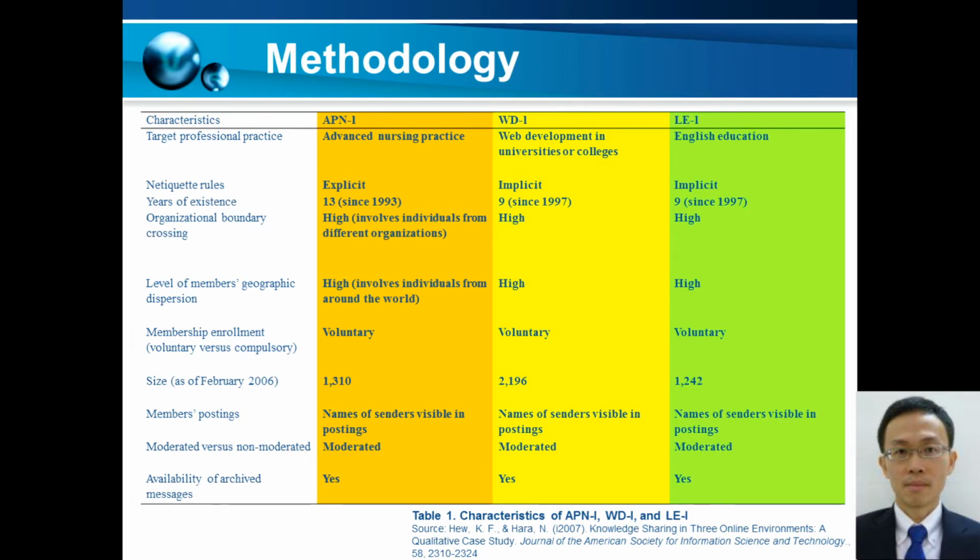This slide tells you more information about the 3 online communities which I studied. APN-1 is the Advanced Nursing Practice. WD-1 is the Web Development in Universities or Colleges Communities. And LE-1 is the English Communication Community. All these communities are found online. And as you can see from this table, the size of the community as of February 2006 was 1,310 for the nurse community, 2,196 for the web development community, and 1,242 for the English education community.